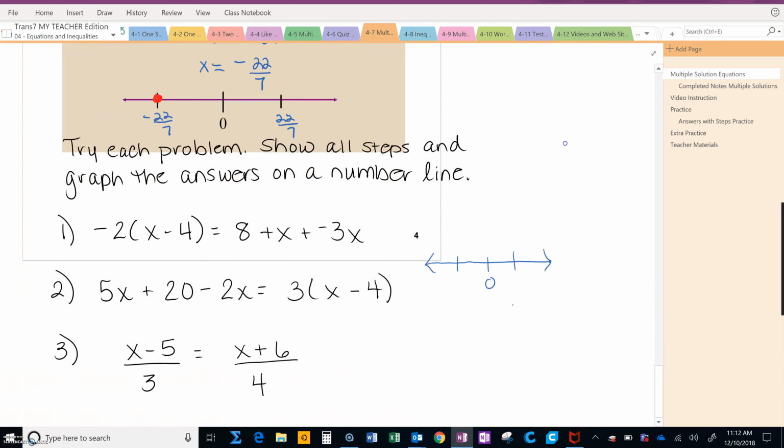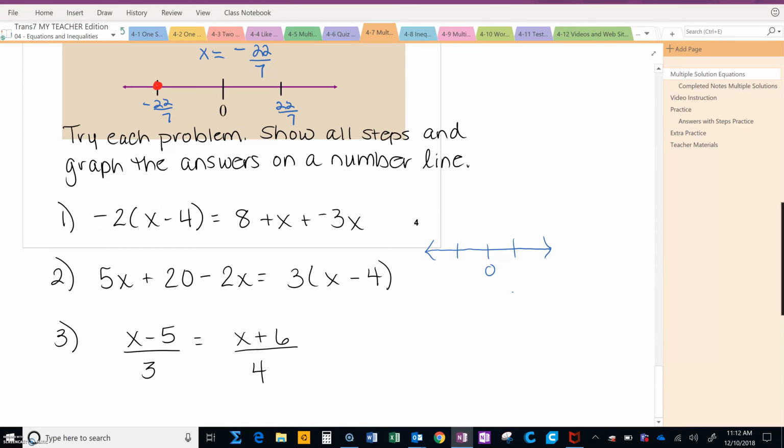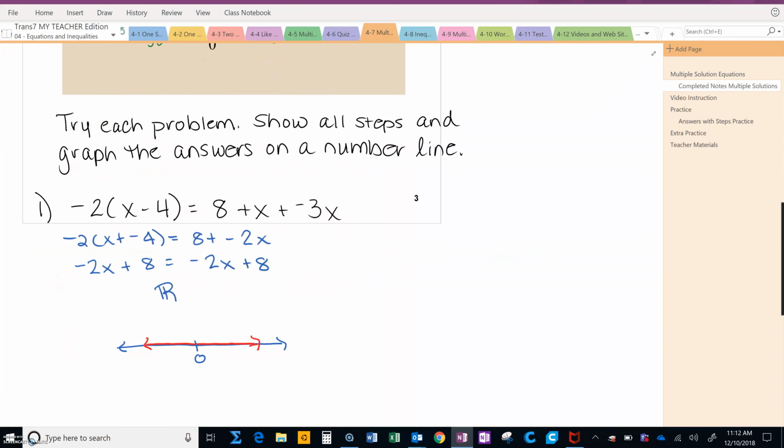All right, so here's some examples. I'm going to work each one out and show you the solution after each one, but I want you to give each one a try. For number 1, you should have ended up with negative 2x plus 8 equals negative 2x plus 8, and automatically that's all real numbers. You don't have to solve it any further down. And then when you graph it, it should be a line with arrows on both ends, and make sure the line is on the number line for graphing.